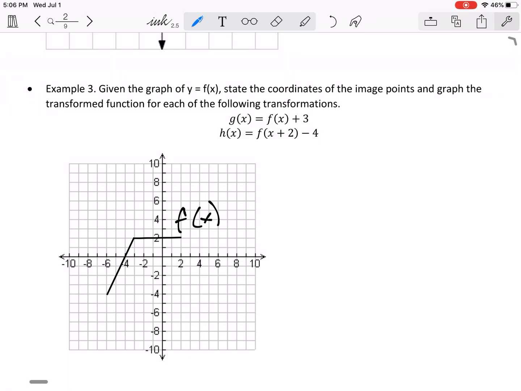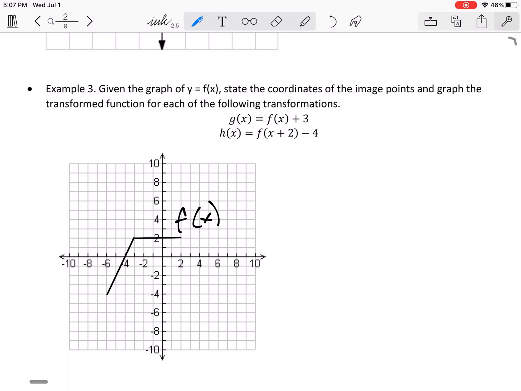Now what we want to do is we've got two translated functions that we want to put on the same graph, same grid: g(x) and h(x). g(x) is f(x) + 3. So we'll do a couple of mappings. First, let's find some coordinates from the existing function that we have here.